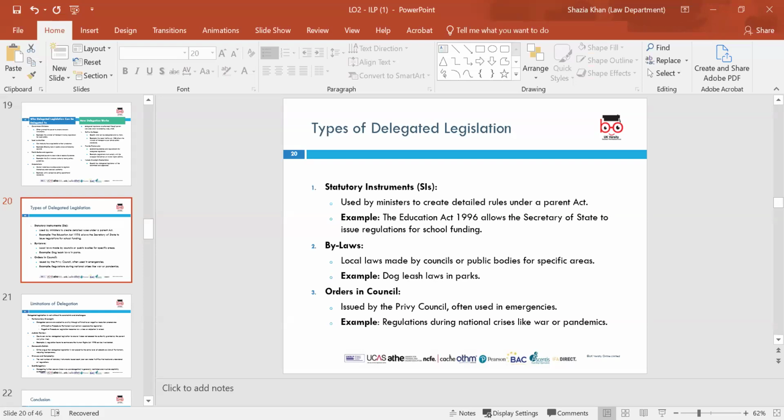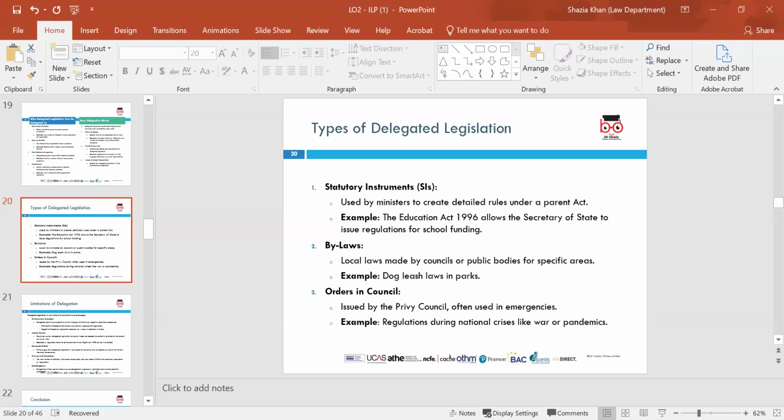And then you've got the final one, orders in council. The Queen and the Privy Council have the authority to make orders in council. The Privy Council is made up of the Prime Minister and other leading members of the government. This type of delegated legislation effectively allows the government to make legislation without going through Parliament. Its main use is to give legal effect to European directives.